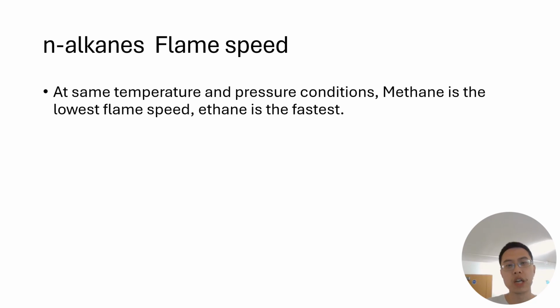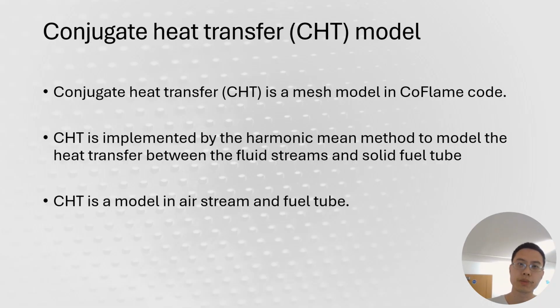Here is an alkane's flame. Flame speed at the same temperature and pressure condition: methane has the lowest flame speed, and ethane is the fastest. Here is the conjugate heat transfer (CHT) model.